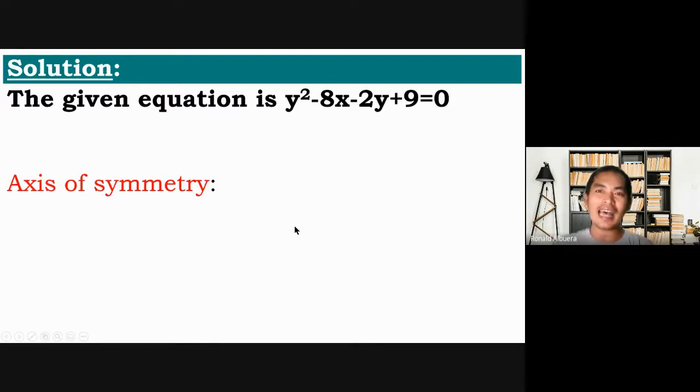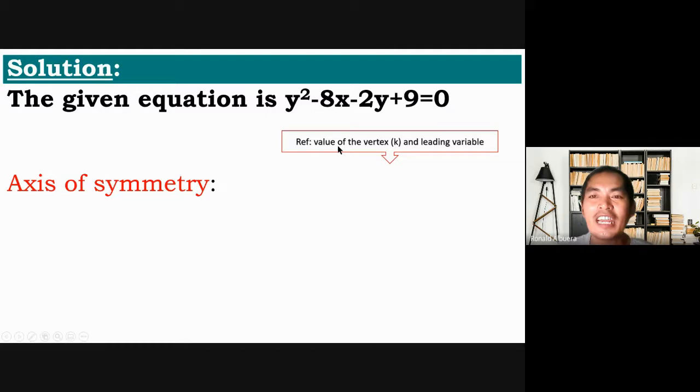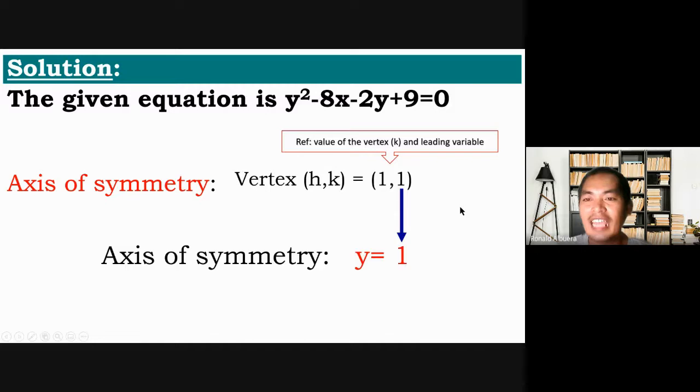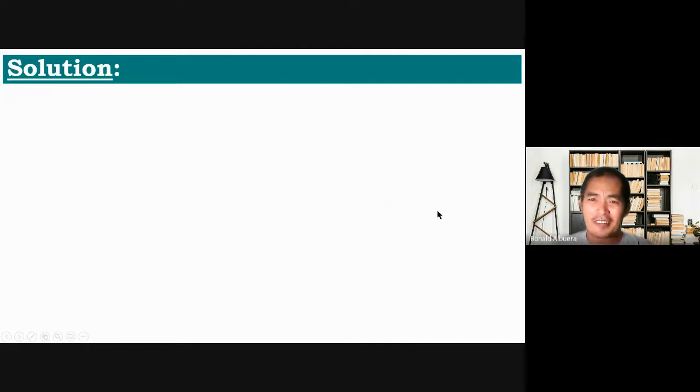Another, the axis of symmetry. Sabi ko nga sa inyo, ang reference dito of the vertex is k and the leading coefficient. The vertex k is 1, okay? And the leading coefficient is 8. Okay, so 1. Yan lang reference mo. And the leading variable. Our leading variable is y. Tandaan lang, yun lang ang shortcut. The leading variable, y. And the value of the vertex, the x coordinate of the vertex. See? Ang dali-dali, kinokopya lang.